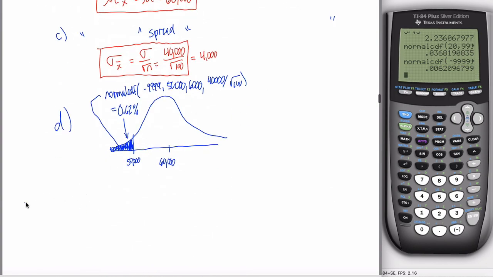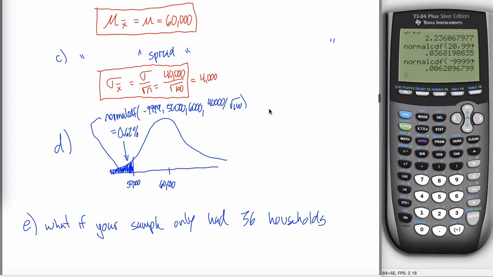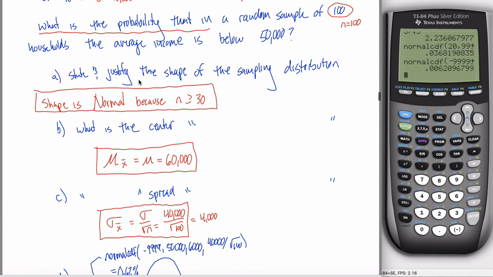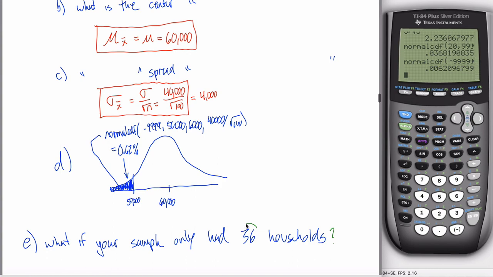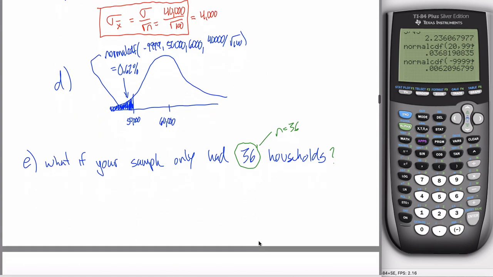What could I change? I don't know. What if your sample only had 36 households? Maybe this should be in a different color so I don't have to redo all the parts above. What if your sample is only 36 households? The questions are the exact same, but you only have 36 households. What would that change? State and justify the shape of the distribution is the same. It's still normal because n is still greater than or equal to 30. 36 is my new value of n. And that's still greater than or equal to 30. So cool. I can still draw a picture that kind of looks like this.